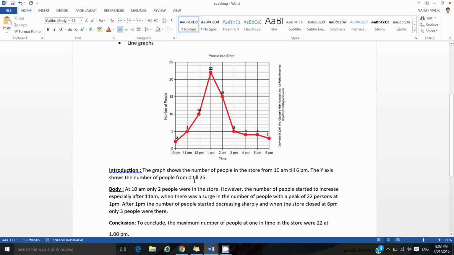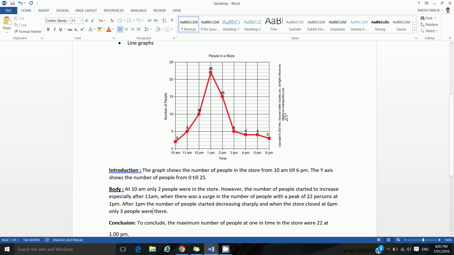So instead of saying on the x-axis time is 10 a.m. till 6 p.m., I said the graph shows the number of people in the store from 10 a.m. till 6 p.m. I've just put these into one sentence, and then I have to explain the y-axis. Okay, so I say the y-axis shows the number of people from 0 till 25. So now I've covered basically everything. And by the way, you don't need to explain this copyright 2007 Mrs.